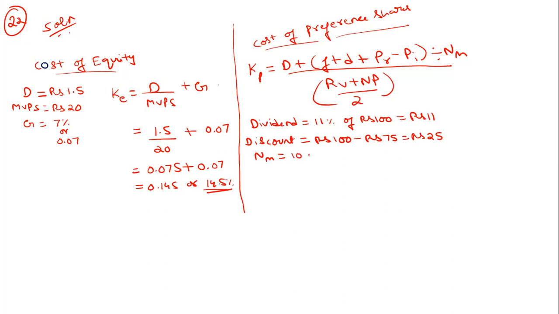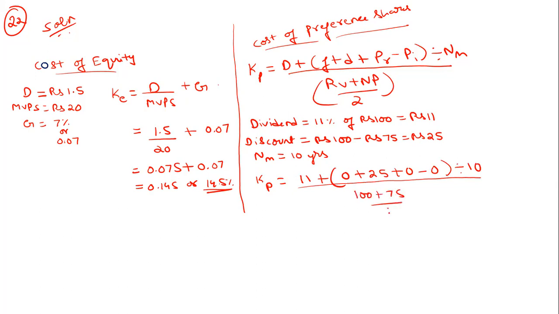Now let us apply. KP is equal to dividend 11 plus F, which is 0, plus discount 25. There is no premium on redemption and no premium on issue, divided by 10. And this is whole divided by (100 + 75) / 2.